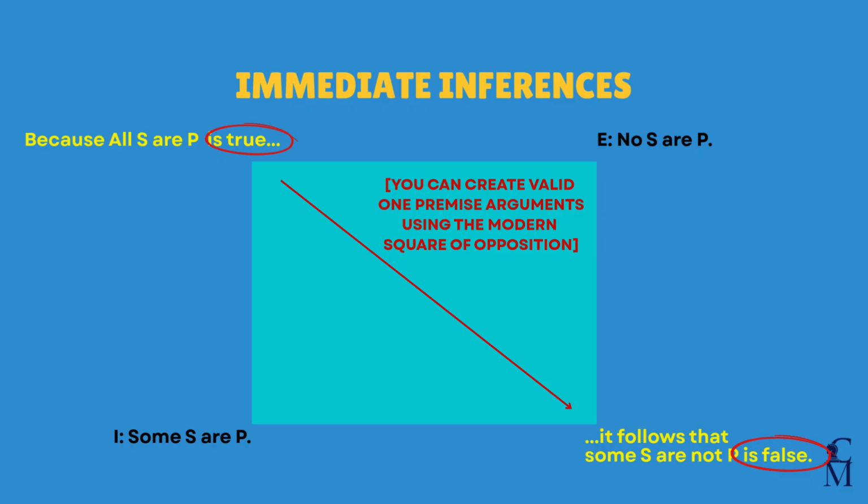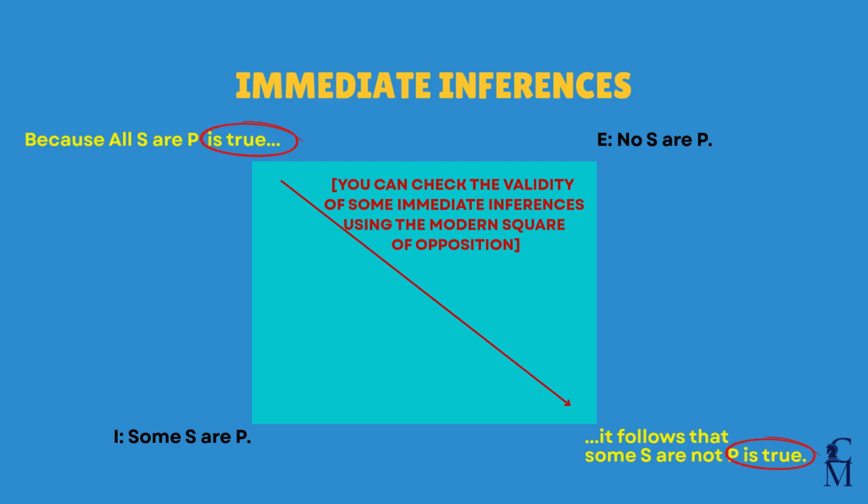This is helpful information for learning how to create and evaluate arguments, since you can use the modern square of opposition to create valid inferences by using the fact that one type of statement is either true or false as a reason for the conclusion that its contradictory statement has the opposite truth value. So we can argue that because all S are P is true, it follows that some S are not P is false. And if someone argues that because all S are P is true, it follows that some S are not P is true, you can conclude that this is an invalid argument since the modern square of opposition shows us that if an A-type statement is true, then an O-type statement must be false.